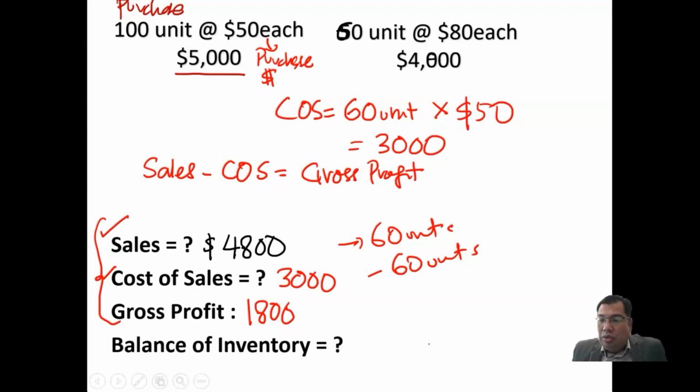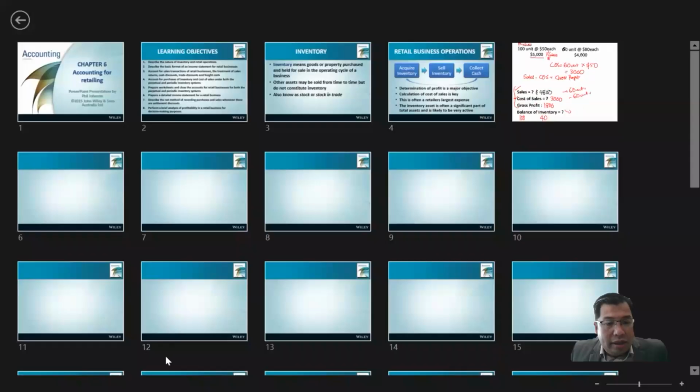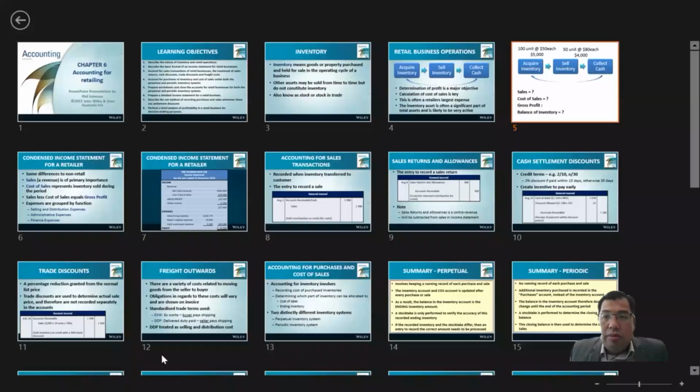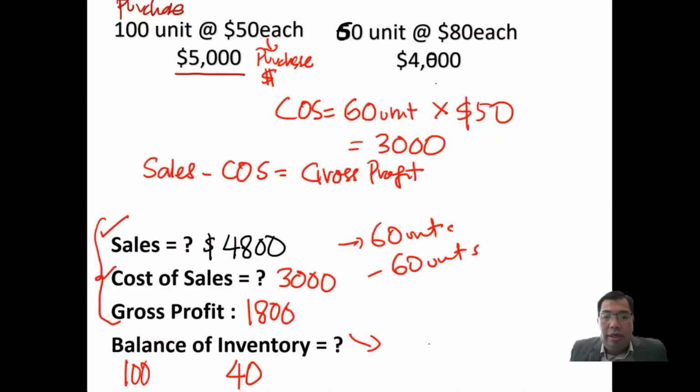In my balance sheet, I need to report my balance of inventory. I have 60 units of this workbook. How much does it cost? The balance is not 60, sorry, the balance now is 40 only. How did I get 40? 100 minus 60, 40. The cost per unit is 50. So in my balance sheet, my inventory value is 2,000.